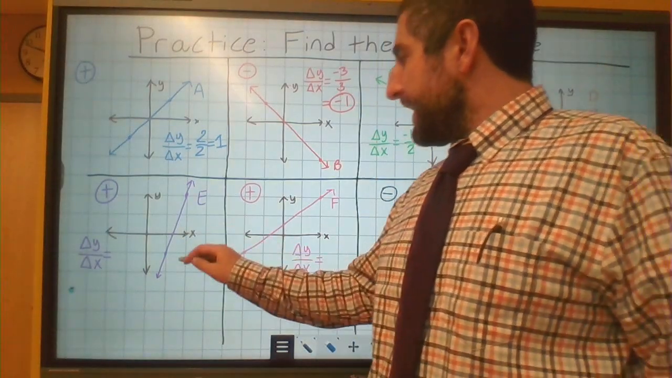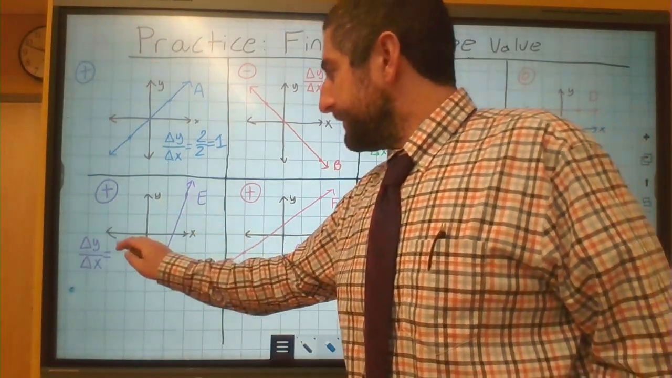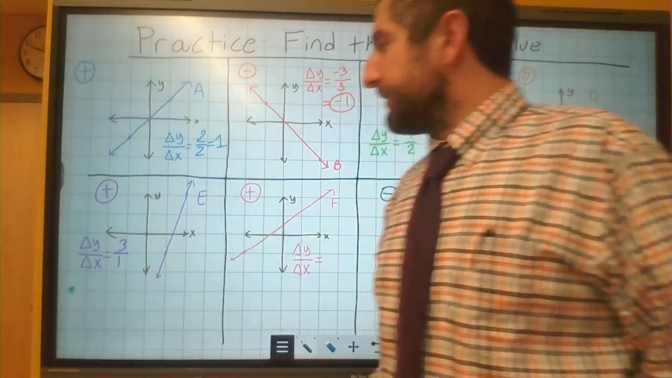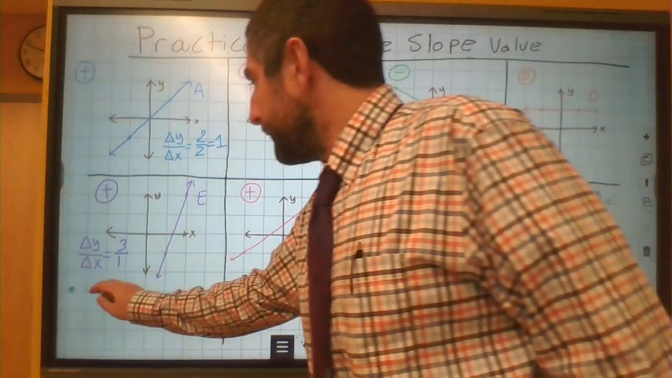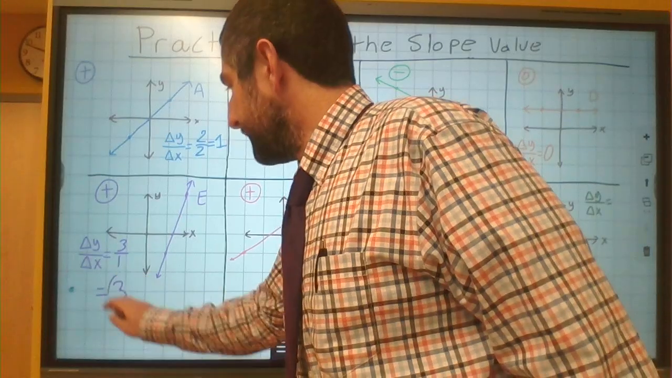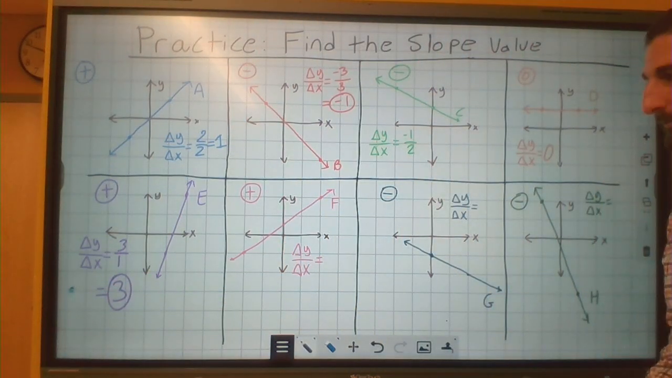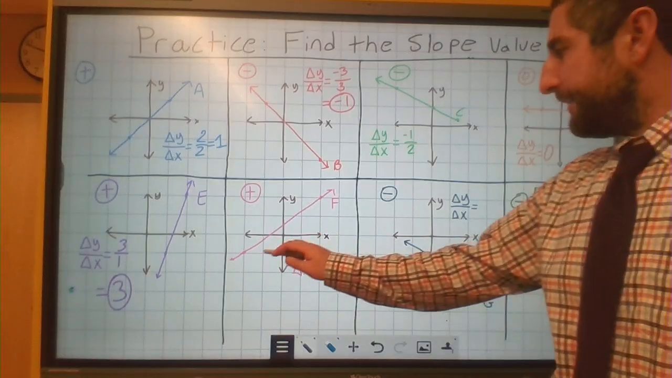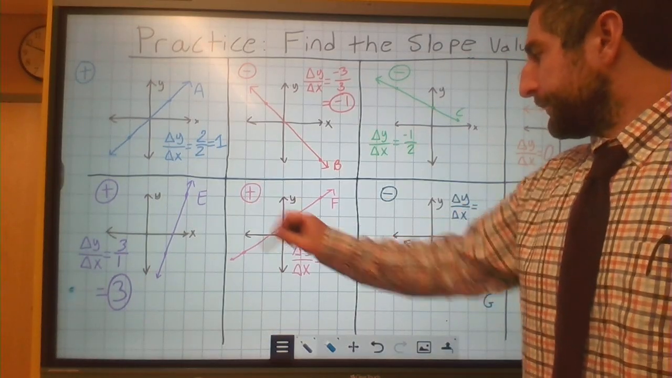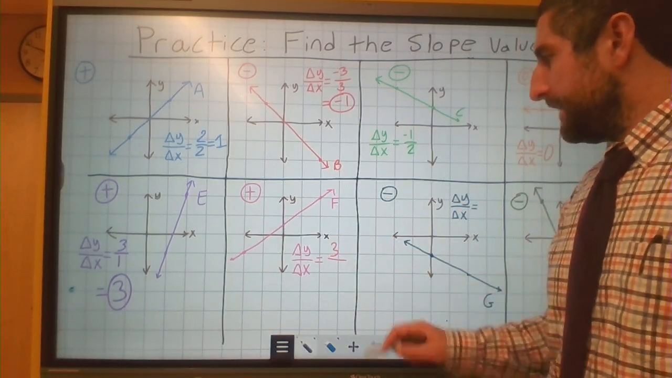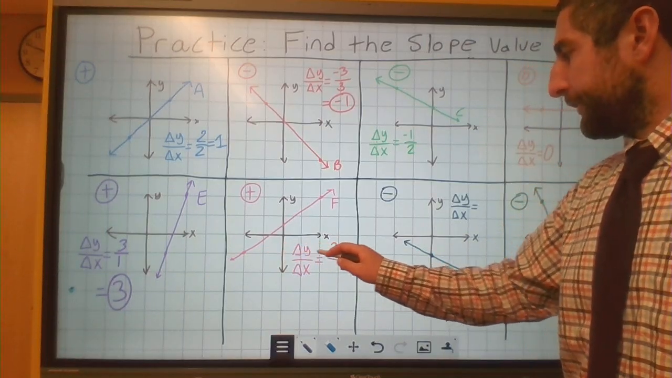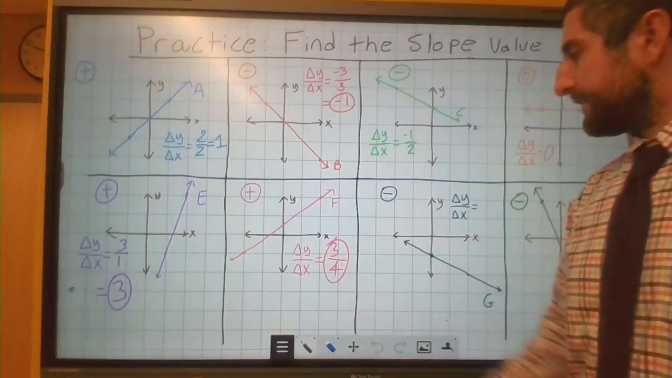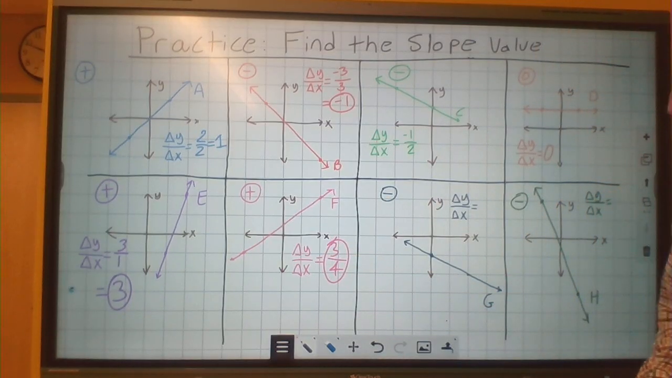E, we've got going up 3, so we've got positive 3, and we're going forward 1, so we end up with 3 over 1, which simplifies into a slope of 3. Pink, we have 1, 2, 3 up, and 1, 2, 3, 4 forward, so we end up with a slope of 3 over 4.